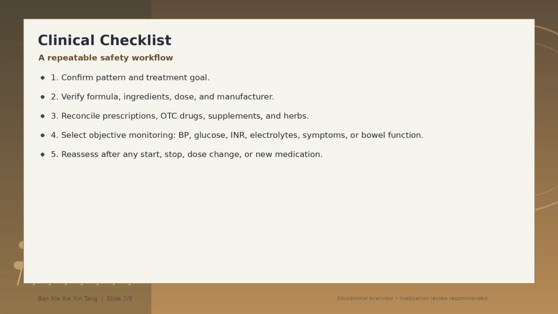A useful clinical checklist has 5 steps. 1. Confirm the traditional pattern. 2. Identify the exact product and full ingredient list. 3. Reconcile prescriptions, over-the-counter drugs, supplements, and other herbs. 4. Identify measurable endpoints, such as blood pressure, glucose, INR, electrolytes, symptoms, or function when relevant. 5. Reassess after starting, stopping, or changing the formula rather than assuming the response will be stable.